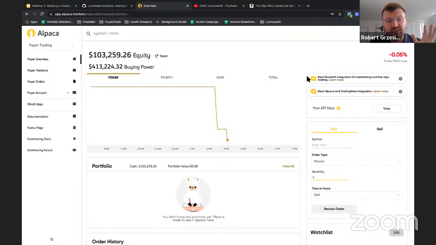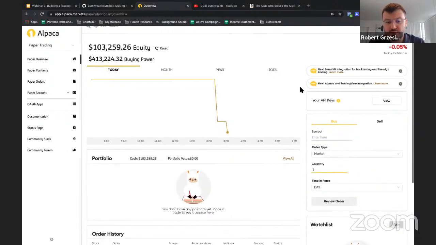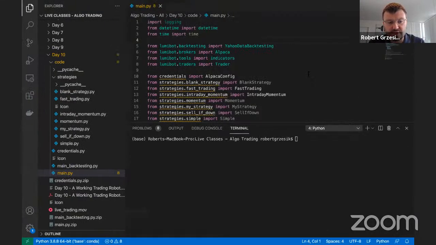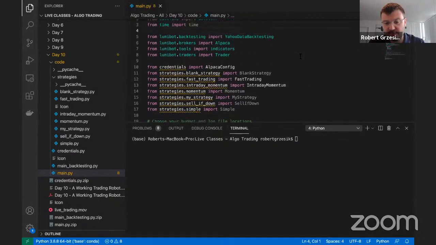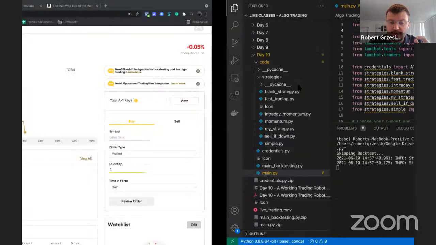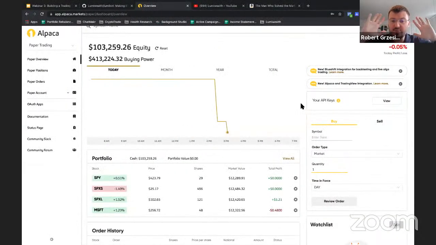So here's Alpaca. This is my paper trading account, so I can mess around with it and show you all these different things. As you can see, I have some money in here, and you can see the graph. What I'm going to do is put in some trades. I'm going to run our fast trading strategy, press play, and when we go back to the broker, I'm not going to touch anything. Boom, it automatically bought a bunch of stocks.